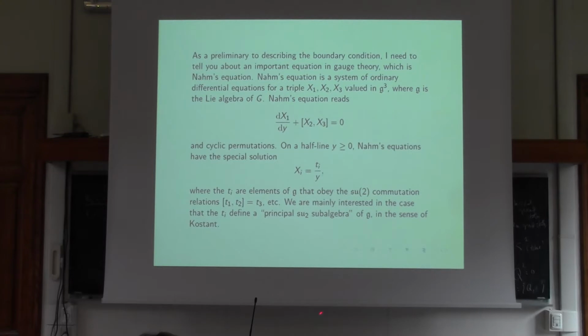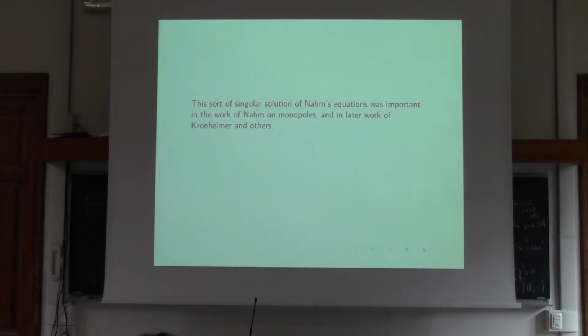To get the Jones polynomial and its generalizations, we want the case that the T's define a principal SU2 algebra in the Lie algebra. So this sort of singular solution of Nahm's equations might look funny if you haven't seen it before, but it's actually been much studied by Nahm, Kronheimer, Atiyah, Bielawski, and many others. We use it to define an exotic or elliptic boundary condition for our equations. So this has long roots.